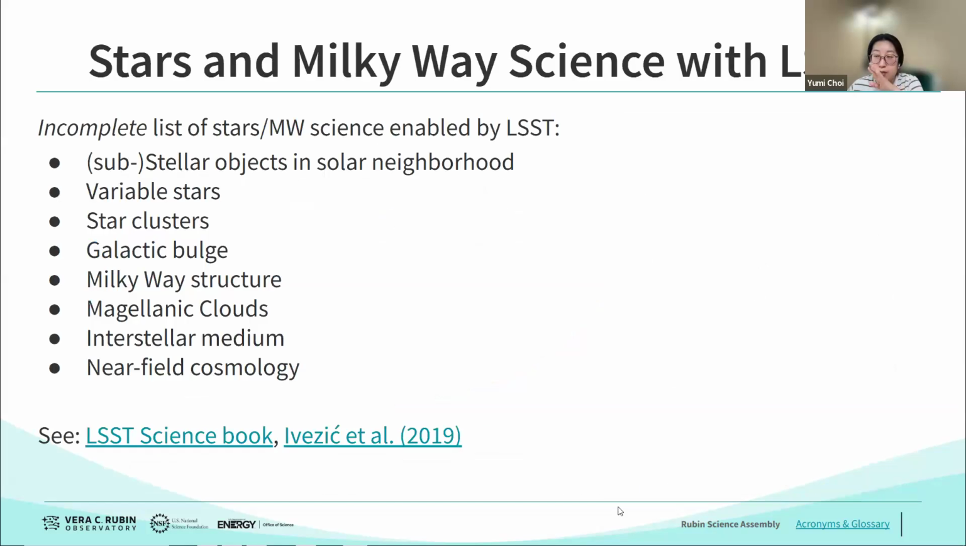Right, with these great data sets, what can we study about the stars and Milky Way? Here is an incomplete list of the stars and Milky Way science enabled by LSST. This is basically the working group list inside the Stars, Milky Way, and Local Volume science collaboration. LSST will allow us to study the solar neighborhood, variable stars, star clusters, the galactic bulge, Milky Way structure, Magellanic Clouds, the interstellar medium, and near-field cosmology.